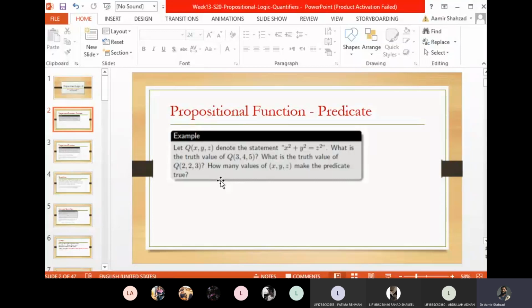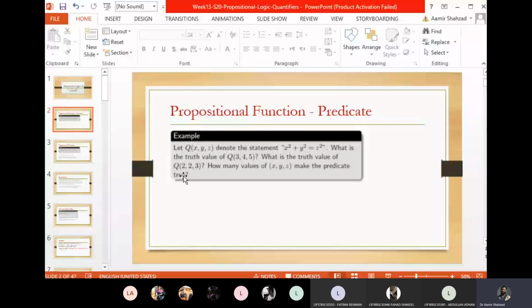So if we give values 3, 4, 5 as input, we can see x square is 3 square, y square is 4 square, z square is 5 square. So 3 square plus 4 square, 9 plus 16, is equal to 25, and 5 square is also 25. So 9 plus 16 is equal to 25. So 3 square plus 4 square is equal to 5 square. So it is true. So we get the value true. Yes, Q(3, 4, 5) is true.